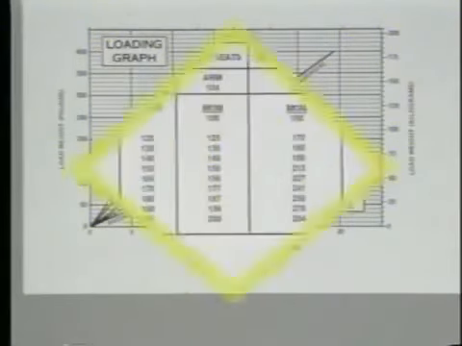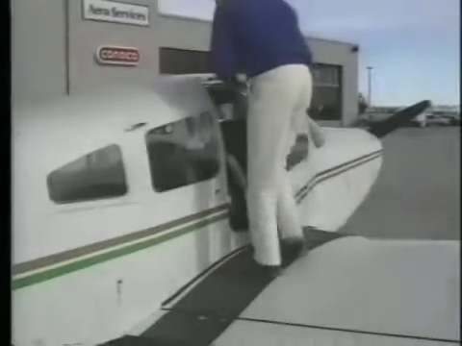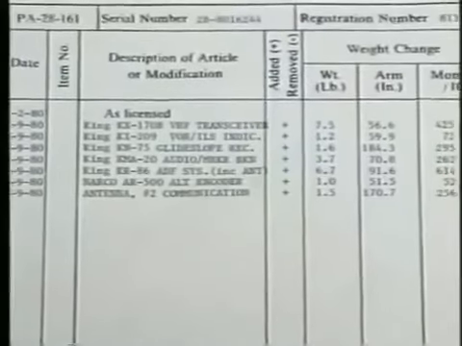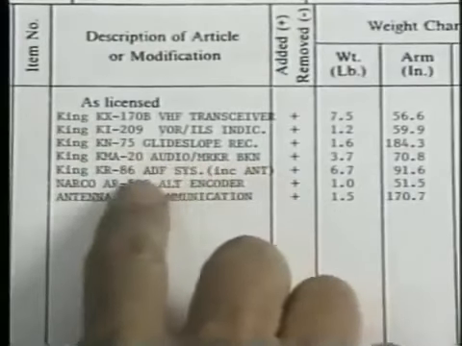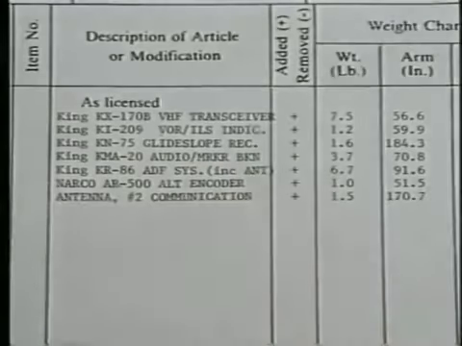To help you accomplish this task, manufacturers use three basic methods. These include the computational, graph, and table methods. Let's first work a problem using the computational or mathematical method. Your first step is to find the basic empty weight and moment in the aircraft's weight and balance records. This figure includes the weights of all permanently attached items. Therefore, if any equipment is added or removed, the weight and balance records must be adjusted.